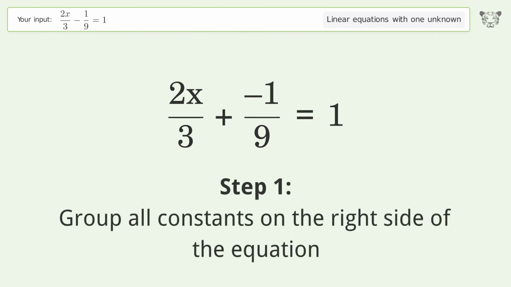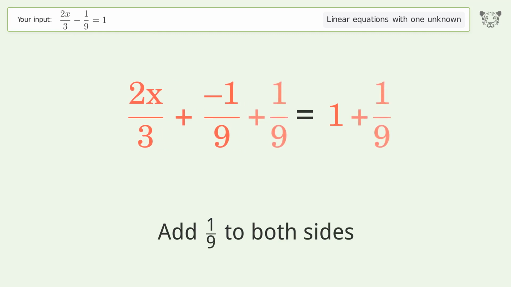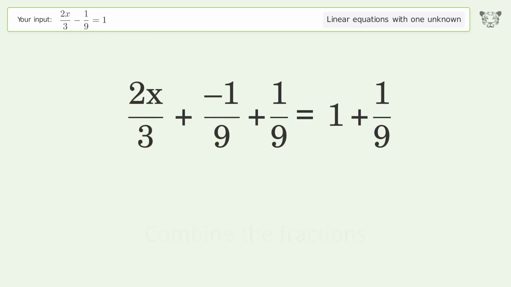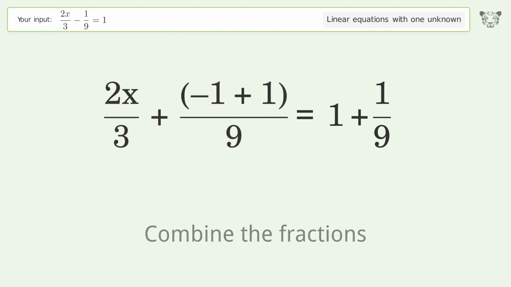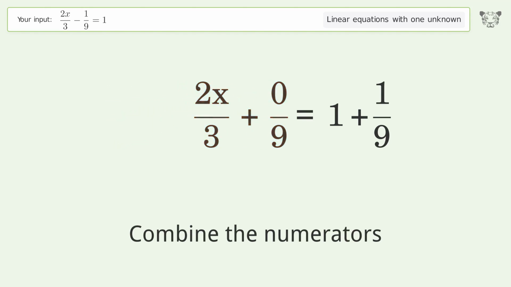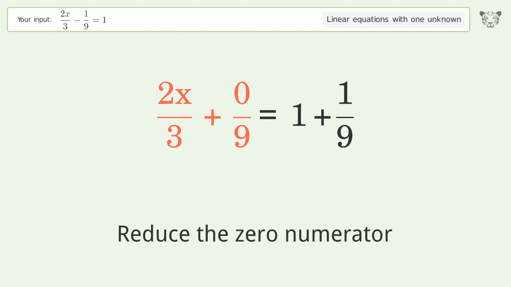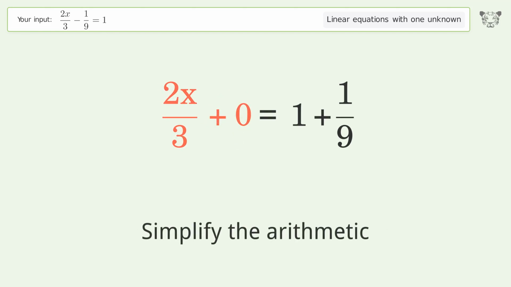Group all constants on the right side of the equation. Add 1/9 to both sides. Combine the fractions. Combine the numerators. Reduce the zero numerator. Simplify the arithmetic.